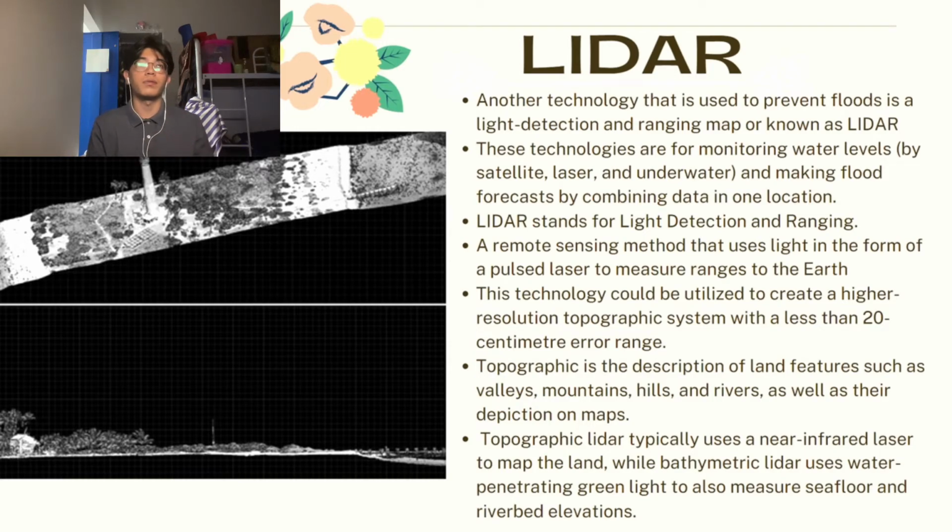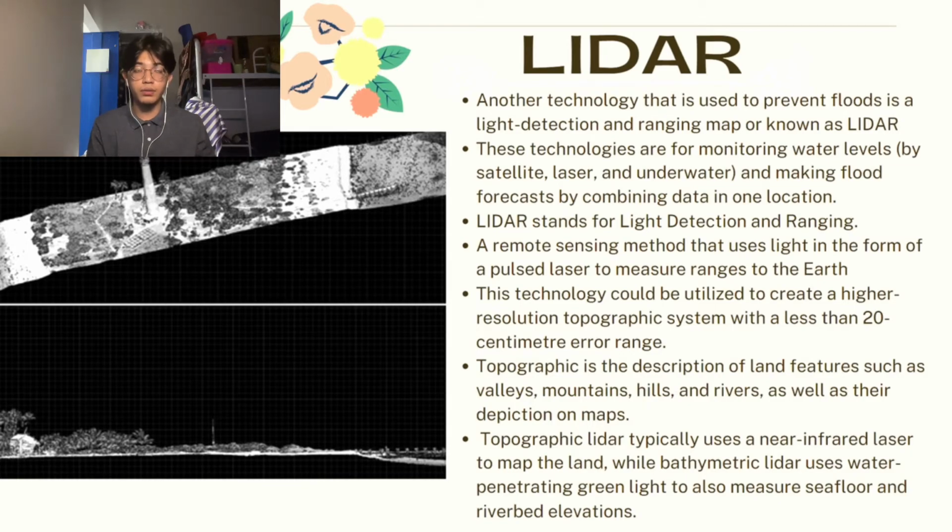LIDAR stands for Light Detection and Ranging, a remote sensing method that uses light in the form of a pulse laser to measure range to the Earth. This technology could be utilized to create a higher resolution topographic system with a less than 20 cm error range.